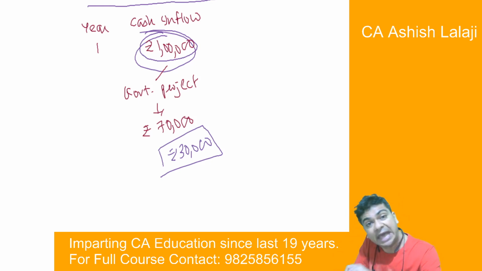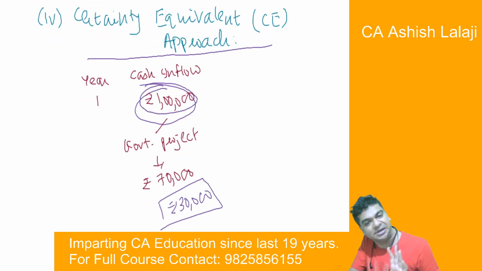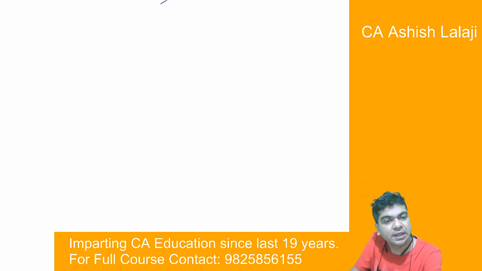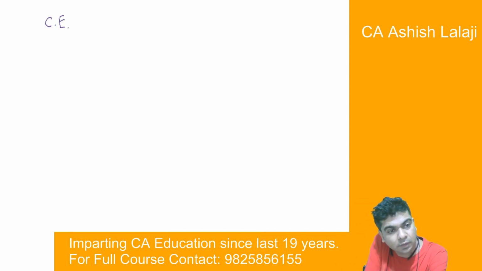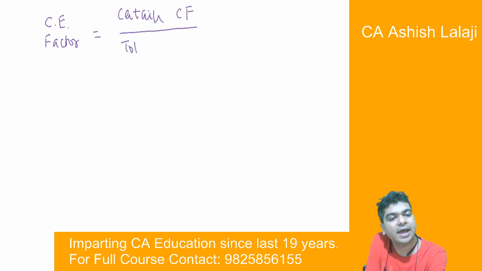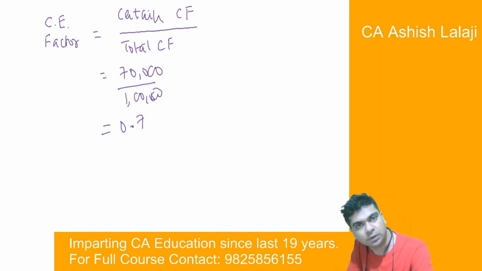That is what we call the certainty equivalent approach, right? We are calling this the certainty equivalent approach. The way we do this approach is we calculate what we will refer to as a CE factor. CE factor is certain cash flow divided by total cash flow. In our example, we are certain about 70,000 out of 1 lakh. That means my CE factor is 0.7.